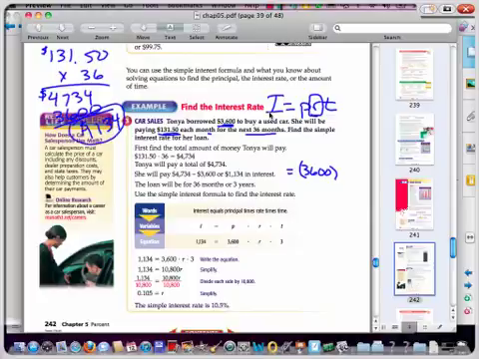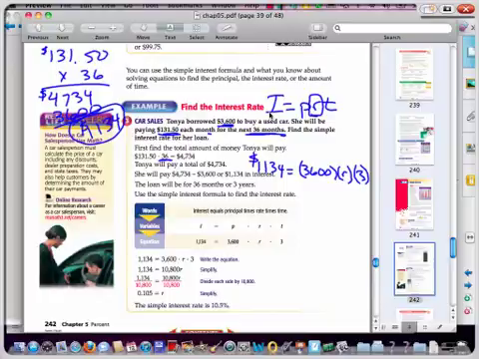So you see how we had a little bit more work on that one. We had to figure out our interest. So that's going to be this number right here, $1,134. And we're still trying to find R. That's what I want to know. And T, well, it said 36 months, right? 36 months in terms of years would be 3 years. So now I have enough information. I've got one variable. I can solve for all the other things.